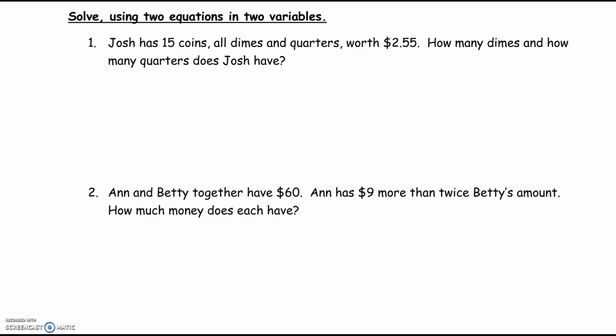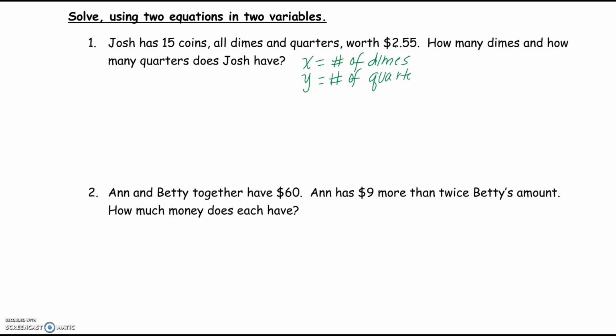Number 1, Josh has 15 coins, all dimes and quarters, worth $2.55. How many dimes and how many quarters does Josh have? So you have choices. So we know we have dimes. I'm just going to let x equal the number of dimes. You can choose the variable that you want. And then we also have quarters. We don't know how many, but we're going to let y equal the number of quarters.